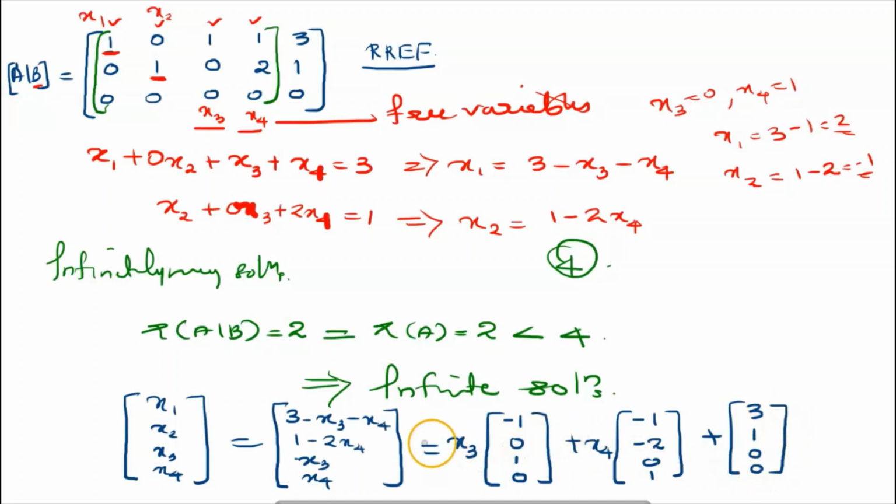So this is the solution x1, x2, x3, x4, and if you put different values for x3 and x4, we get different solutions. That means we have an infinite number of solutions. This is the solution of this system. I am not giving a system here; I am using the RREF, the augmented matrix of the system. So this solution is for the system, and it has an infinite number of solutions.